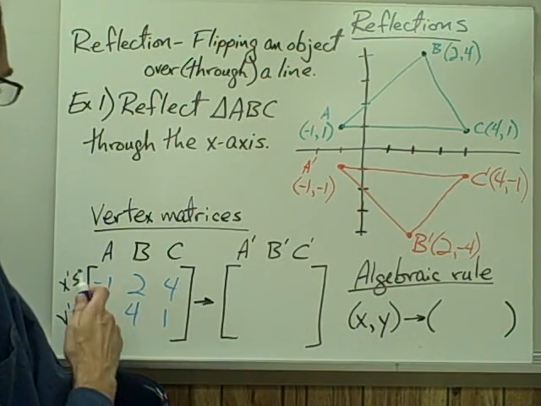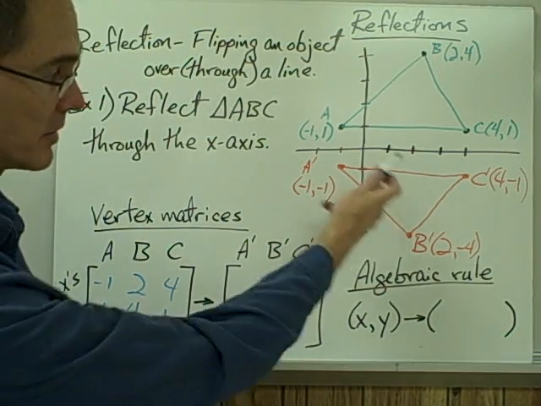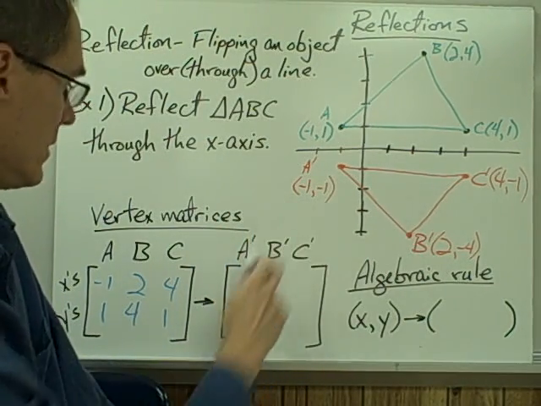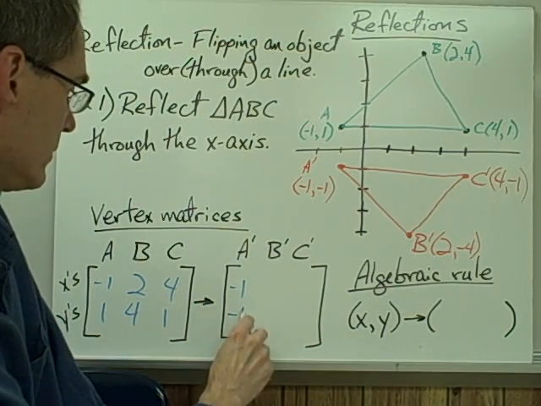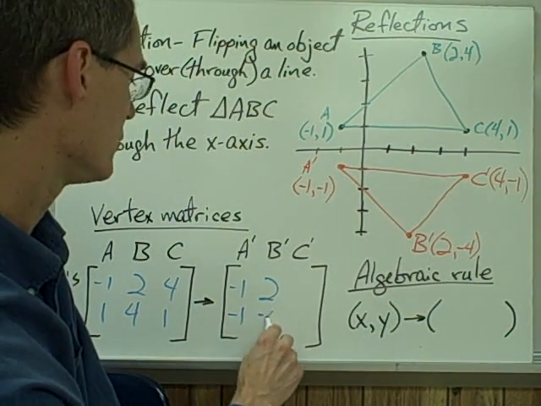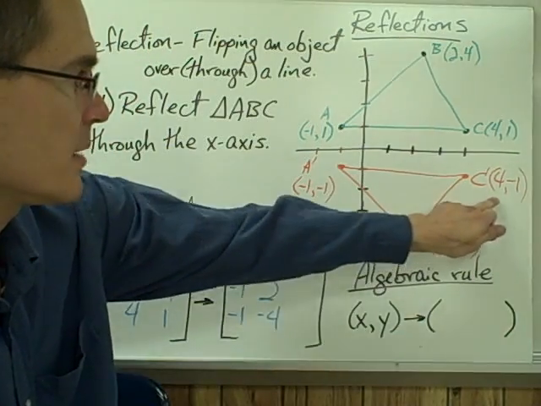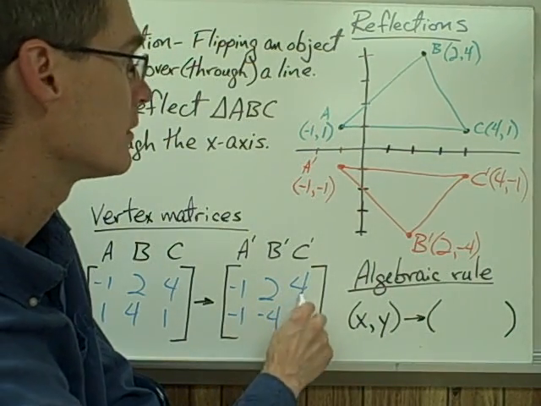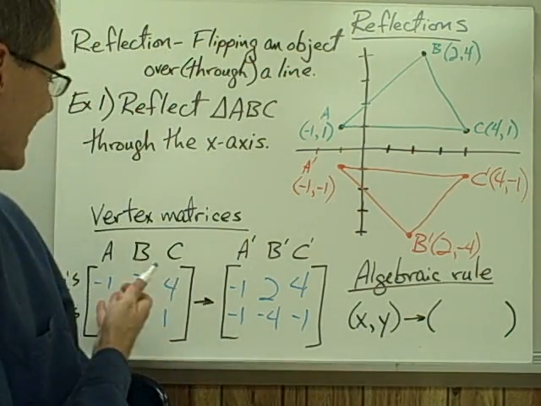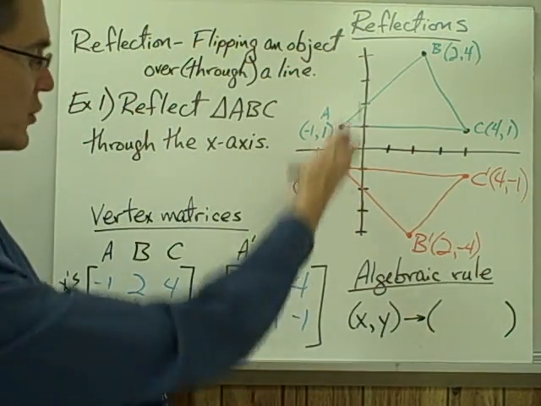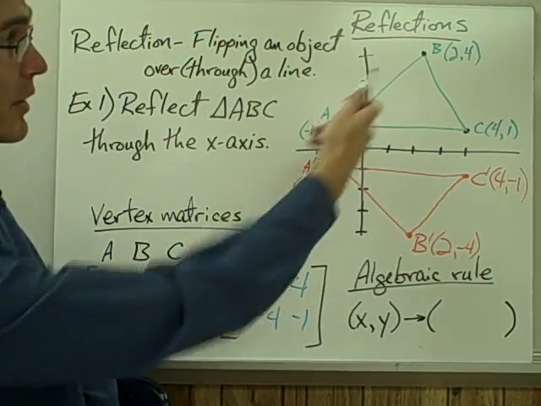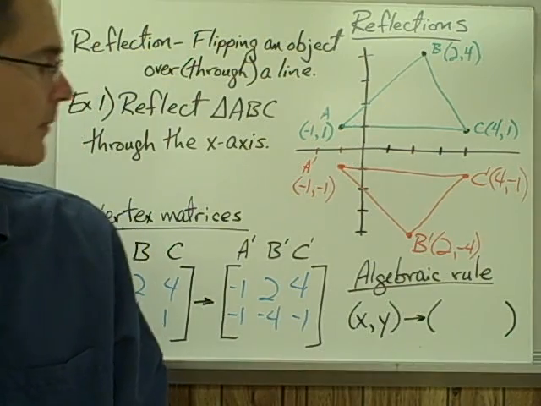And my vertex matrix now for my transformed image, my reflected image, is, let's see, A prime is -1, -1. Those are my coordinates. B prime is 2, -4. And C prime is 4, -1. So now I've written the vertex matrices for these 2 images, just the coordinates of the vertex points for each one of these 2 images.